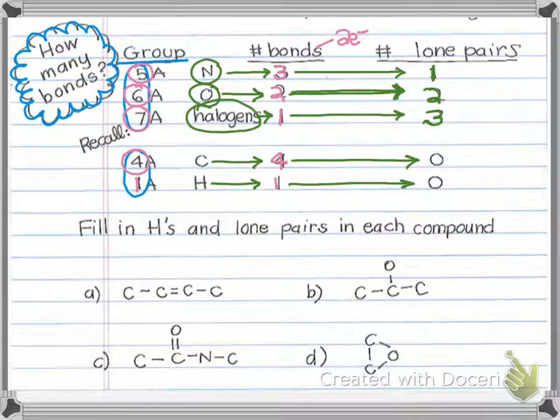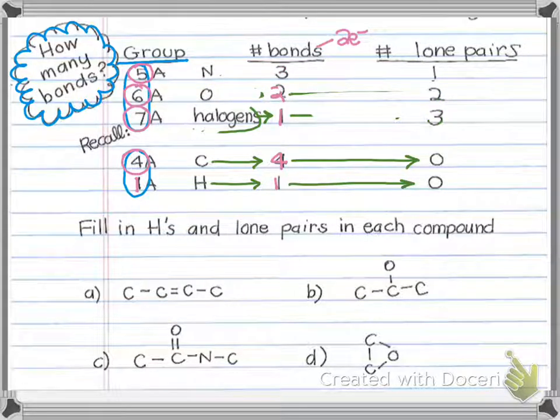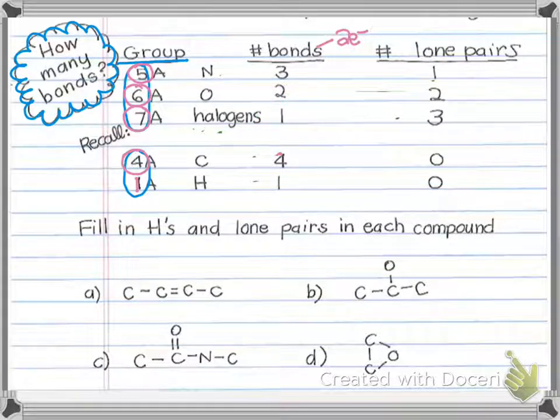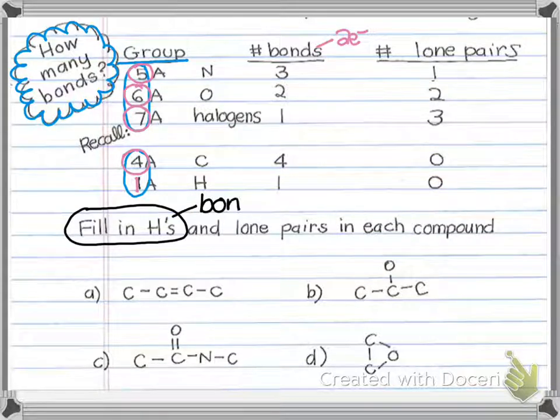So let me erase this so we can look at this chart. This chart is going to help us predict how many bonds and how many lone pairs each element would have, as well as help us complete a Lewis structure. So let's look at these examples below. There's a homework problem like this. It says fill in hydrogens. We're going to use hydrogen to add bonds and lone pairs in each compound.